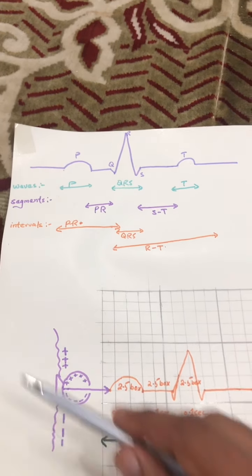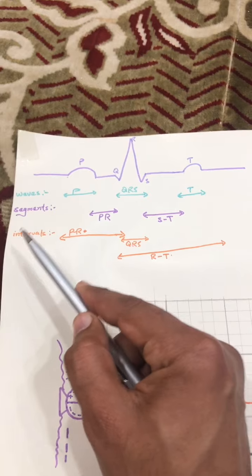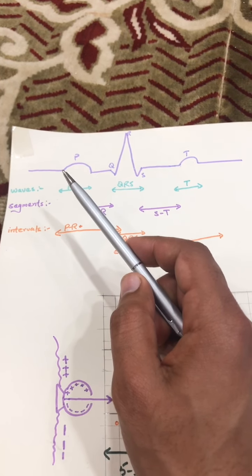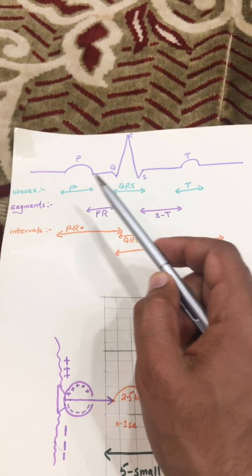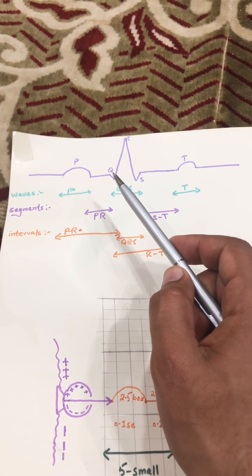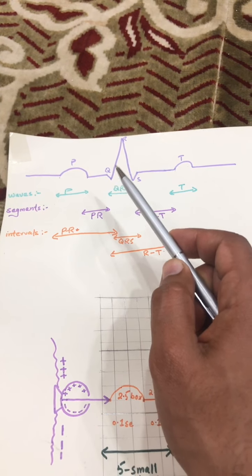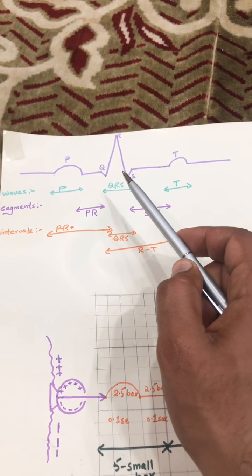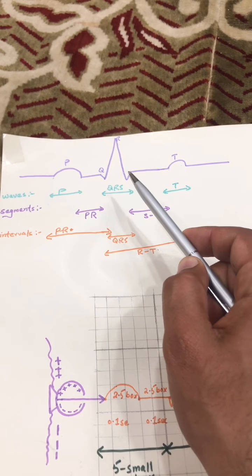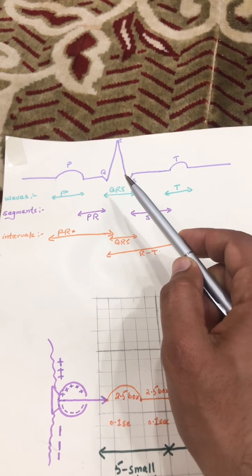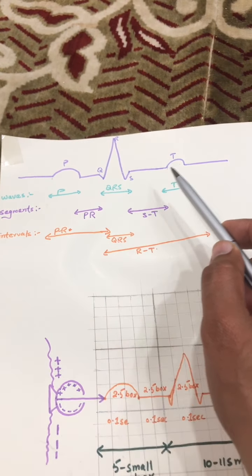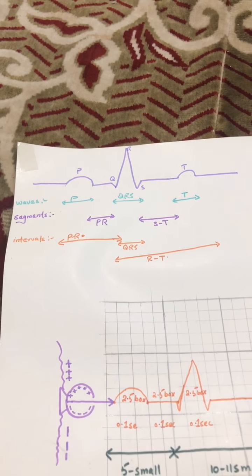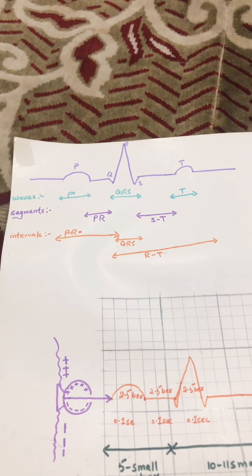We have arrived at waves, segments, and intervals. Okay, so we already know that this is the P wave, atrial depolarization. Q wave, interventricular septal depolarization. R wave, major ventricular depolarization. S wave, the base of the ventricular depolarization. T wave, ventricular repolarization. Okay, now we're going to talk about the segments.